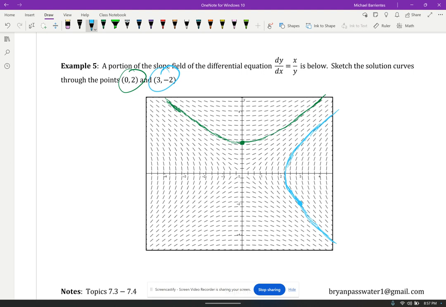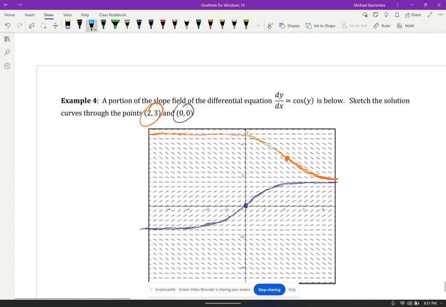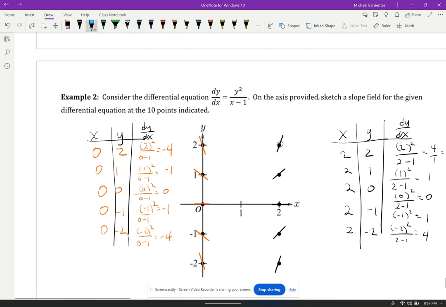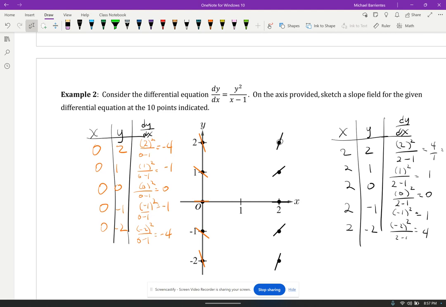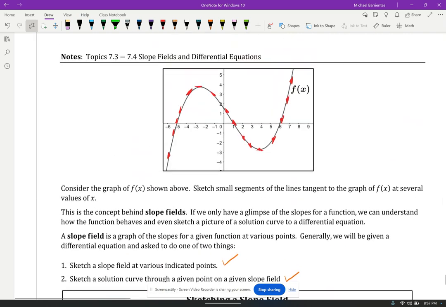That's all you're going to be asked to do. Sketch a solution curve based on a slope field, or create a slope field using the differential equation that's given. And that, my good friends, is sections 7.3 and 7.4.